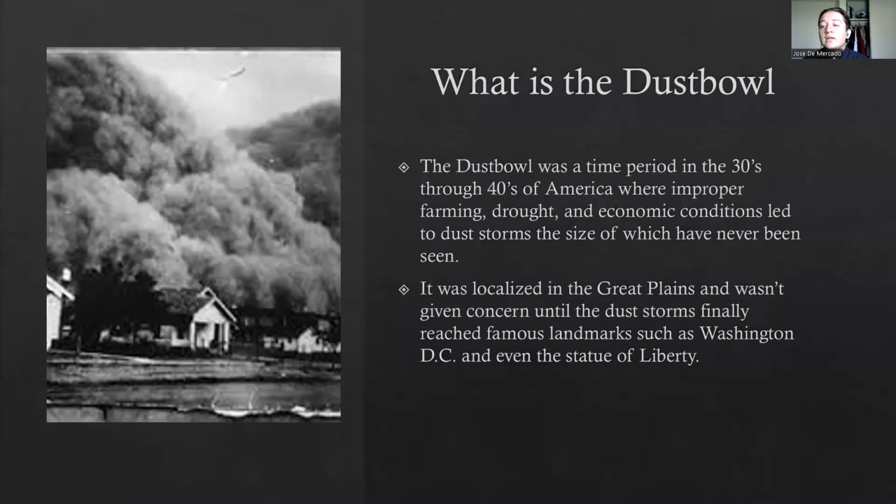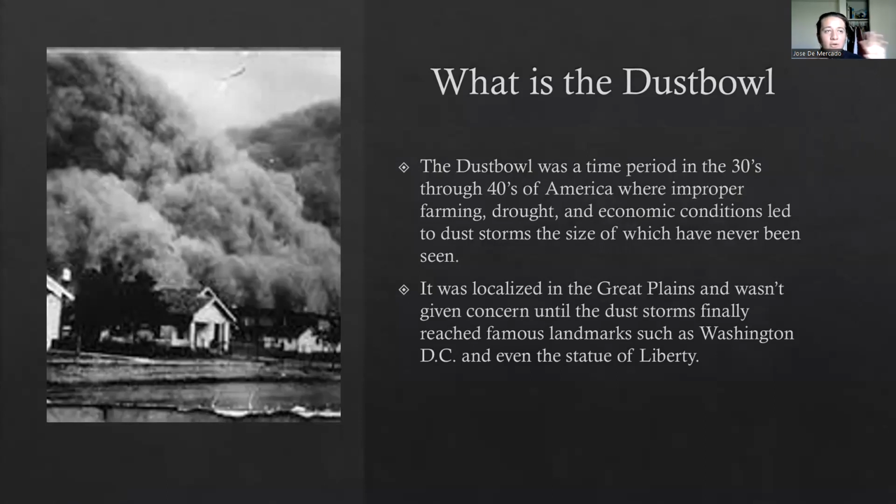So let's begin. What is the Dust Bowl? The Dust Bowl was a period of time from the early 30s in the Americas where life wasn't greener on the other side of the fence. It was gray, dusty, and cloudy. There were many conditions that influenced the form of these dust clouds. The main one would be improper farming. It was terrible.